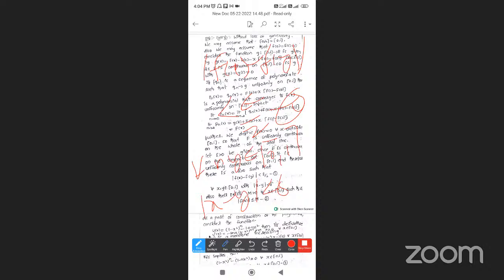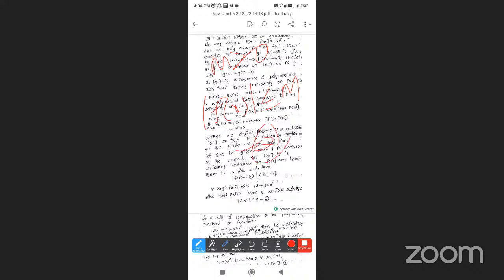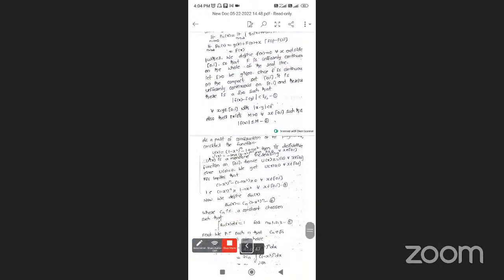Also there exists a capital M greater than 0 such that for all x in [0,1], f of x is bounded, that is, the bounded definition: |f of x| is at most capital M, and f of x is greater than small m. This is equation 2. So we have continuity as equation 1 and boundedness as equation 2.